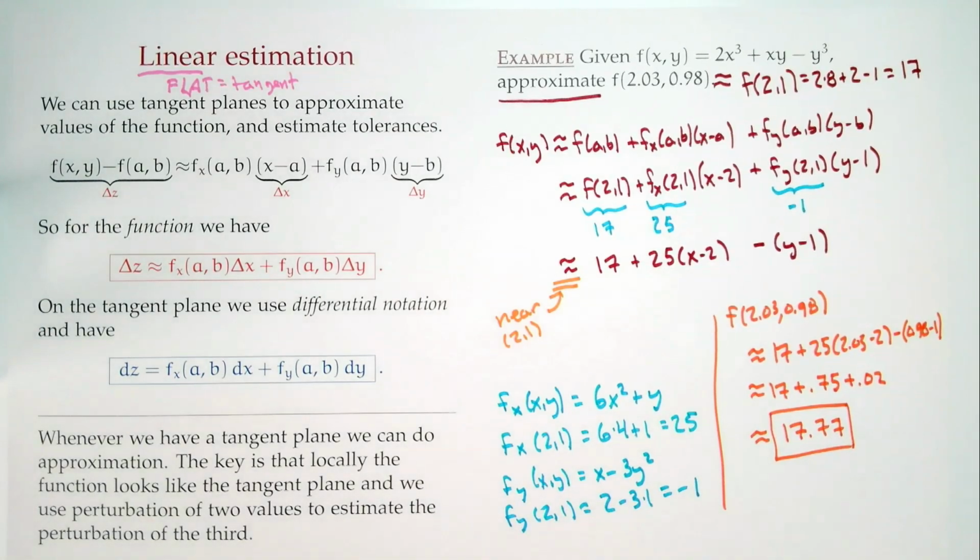And there we go. So 17.77, it's a better estimate because we're not only using the behavior of the function at (2,1), but how the function is changing at (2,1). Now you might say, wow, that's cool. Can we do even better?